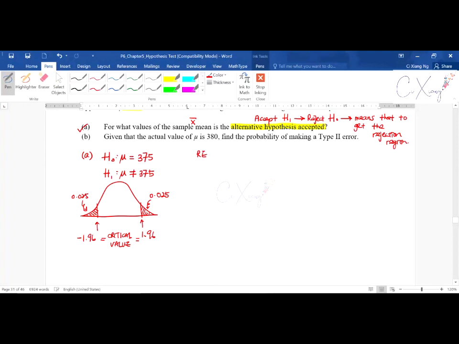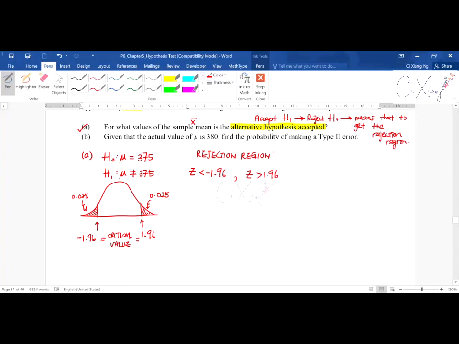Now I want to find the rejection region. It is very obvious from the graph that you see two rejection regions here. Therefore, for your final answer, you should also have two rejection regions, one on the left and another one on the right. You reject the null hypothesis when your test statistic is smaller than negative 1.96, and when Z is more than 1.96, you reject the null hypothesis as well.